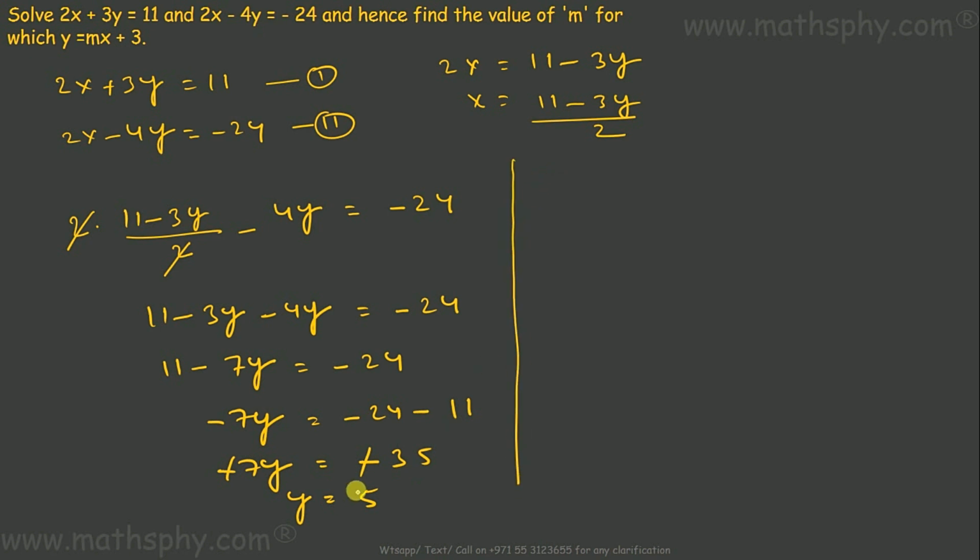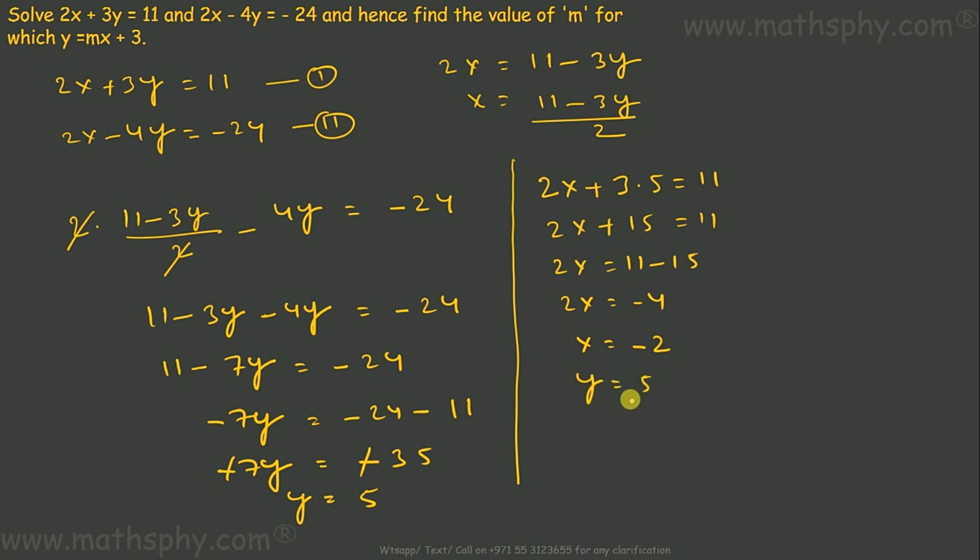So let's replace the value of y in this equation. So this will be 2x plus 3y. Y is 5, so 3 into 5 equals 15. So 2x plus 15 equals 11. 2x would be 11 minus 15. So 2x is negative 4. X is negative 2, since negative 4 over 2 is negative 2. Okay, so I have x as negative 2 and y as 5.